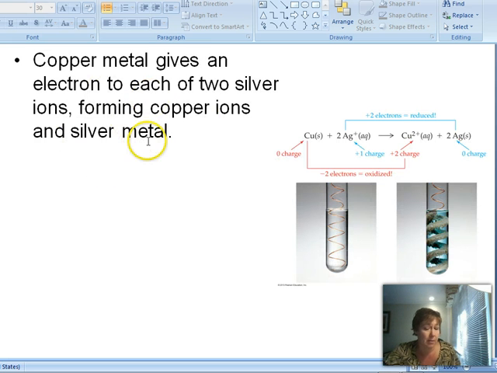Copper metal gives an electron to 2 silver ions, forming copper ions and silver metal. This is actually a cool reaction. We'll do it in lab if you want. So here's our copper. It has 0 charge. How do you know that? Because it doesn't have a charge written next to it. I tell you these things. Here's our silver. How do you know it has a charge? Because it's written next to it. I'm not even going to make you figure that out right now.